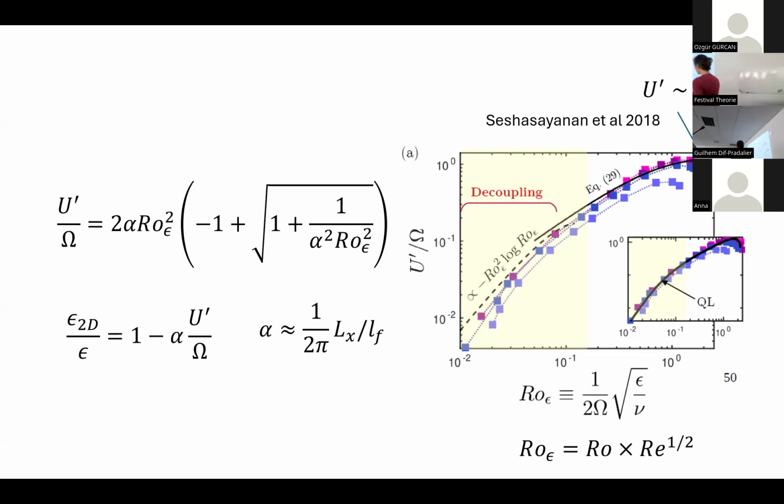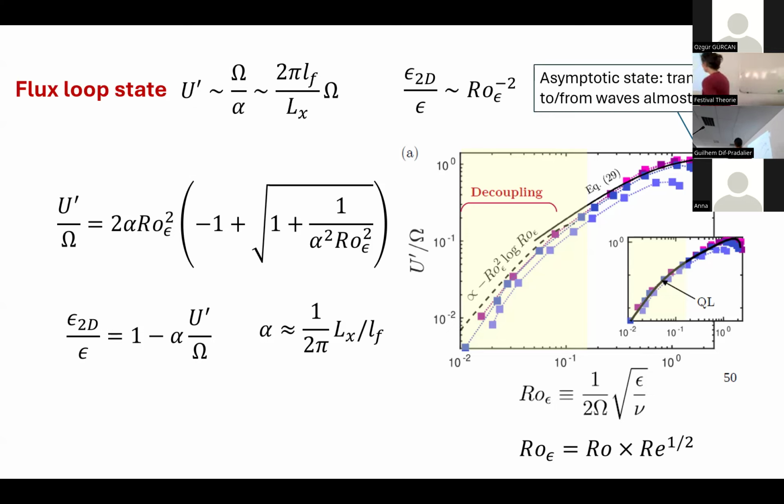So this is the state where basically the Reynolds number is very large. So the dissipation of energy by the condensate is very slow. Okay, it goes like 1 over Rossby to the minus 2. And that state actually, there is such a state with a finite condensate.